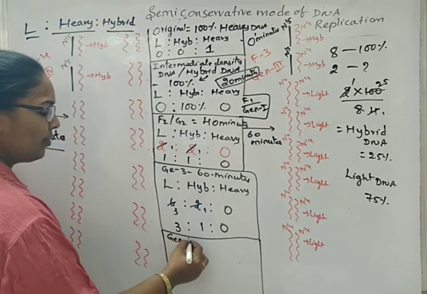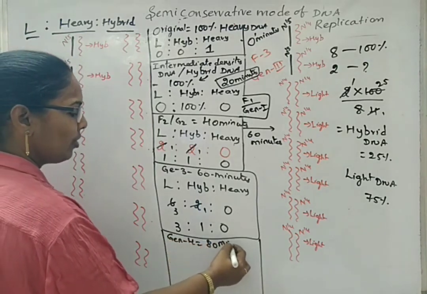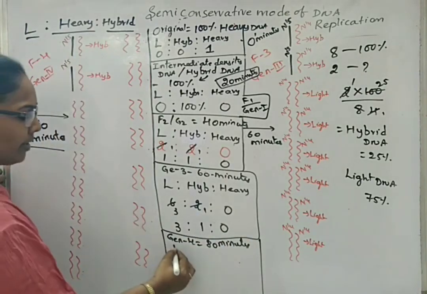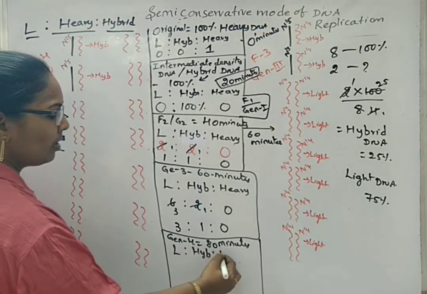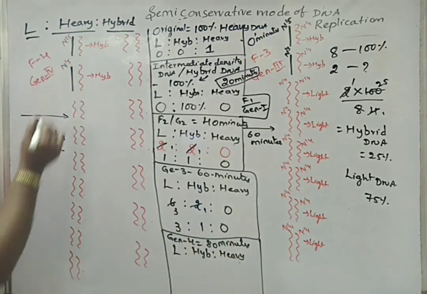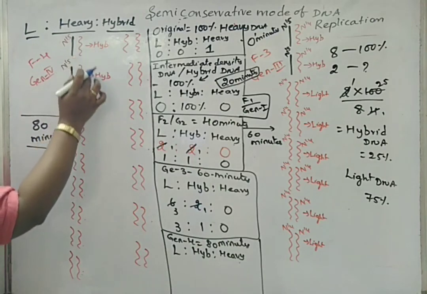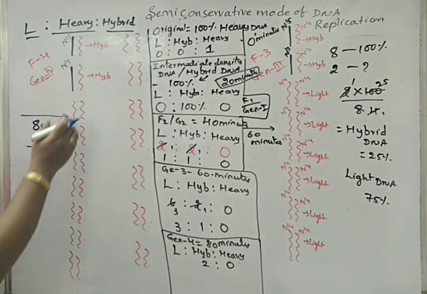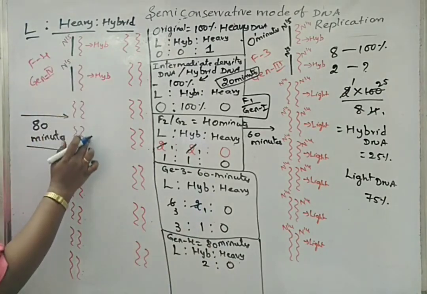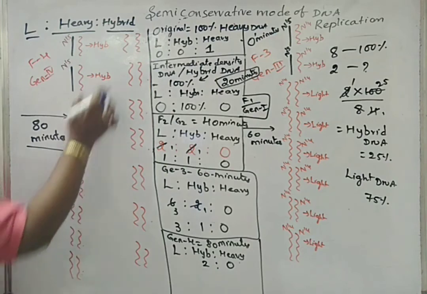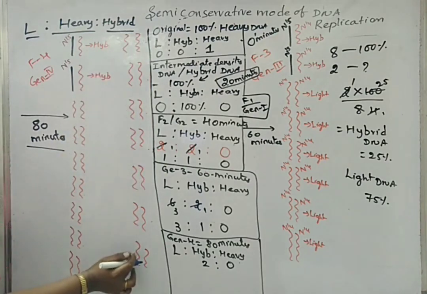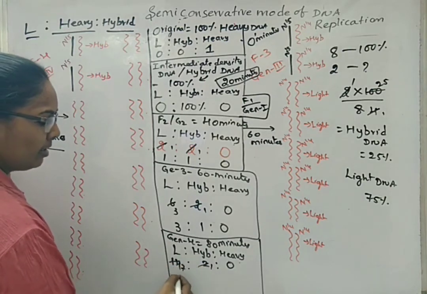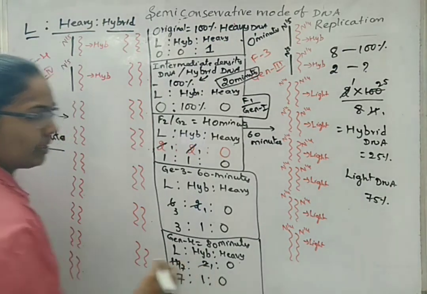Next, generation 4, that is after 80 minutes of time. Here itself we have the proof. You write light to hybrid to heavy DNA strands. Hybrid DNA strands are 2, heavy is 0. What is the number of light DNA strands? 1, 2, 3, 4, 5, 6, 7, 8, 9, 10, 11, 12, 13, 14. If we do the cancellation, 2 1s are 2, 2 7s are 14. So 7 to 1 to 0.